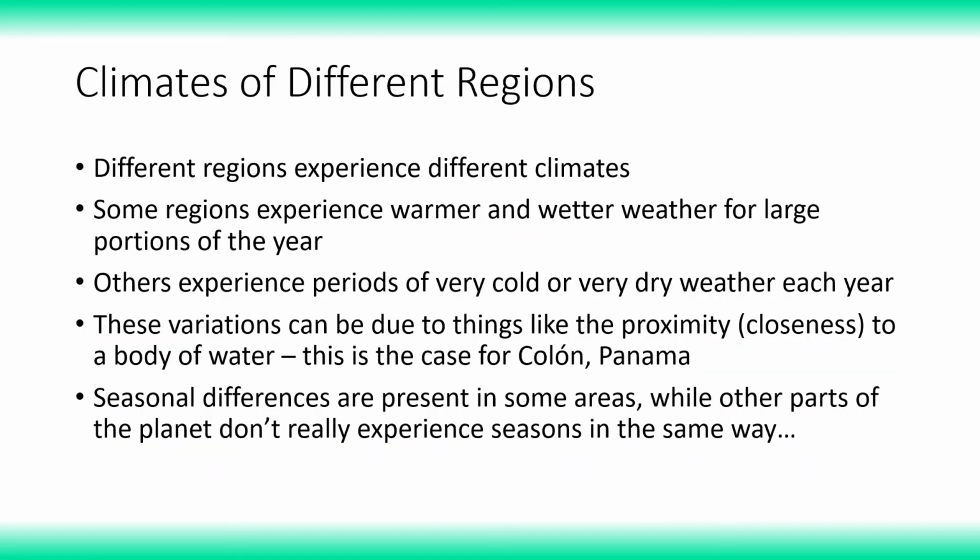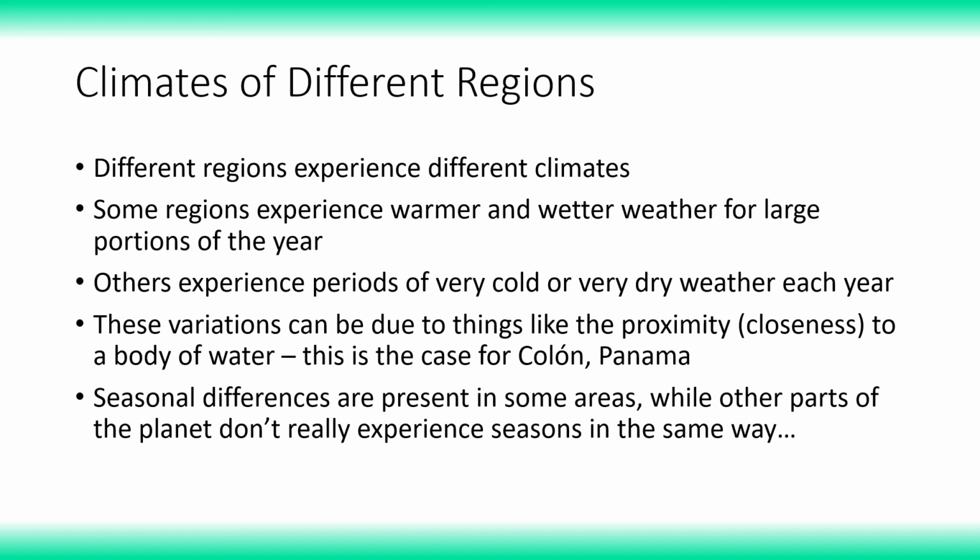Now, climates of different regions can change relative to one another. You'll find that different regions have different climates, and that's not unreasonable. Some parts of the world are known to experience warmer weather for long periods of the year, or a lot of rainfall, like monsoon season in India would be a good example of that. Areas that commonly get hit by hurricanes as well might have much higher rainfall than other parts of the world.